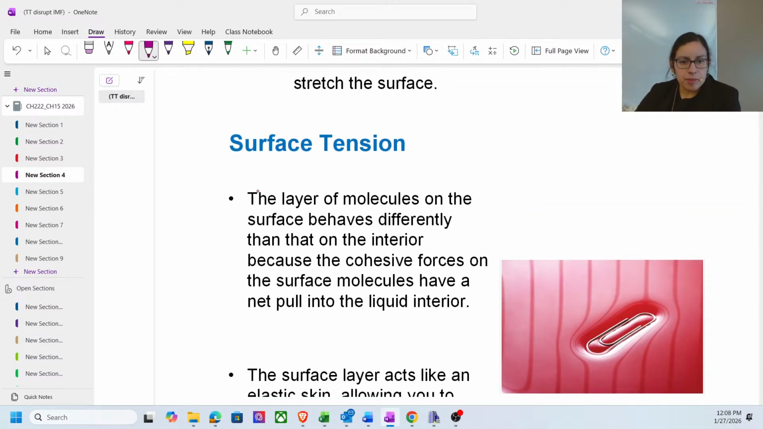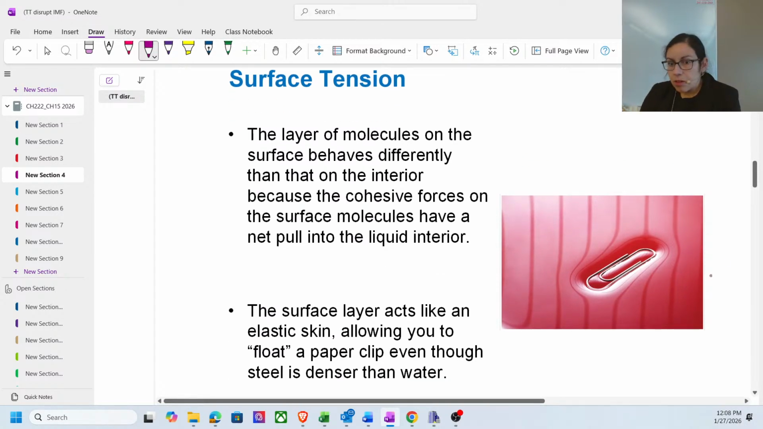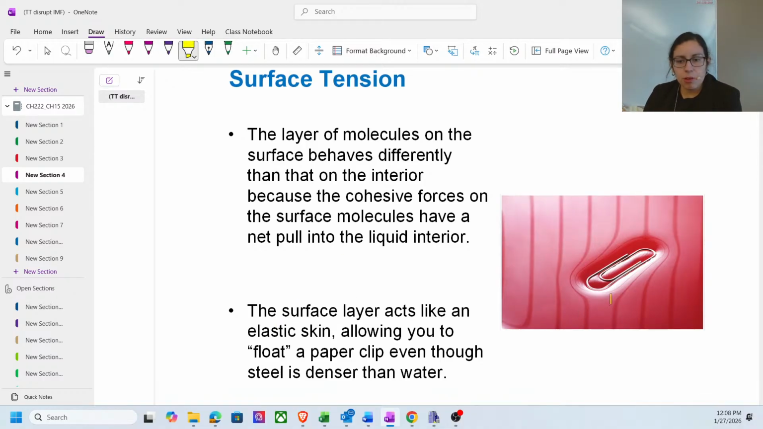And then, another interesting phenomenon is you can float things that are technically denser than water. As long as there's enough surface tension, that can keep our paper clip afloat there.